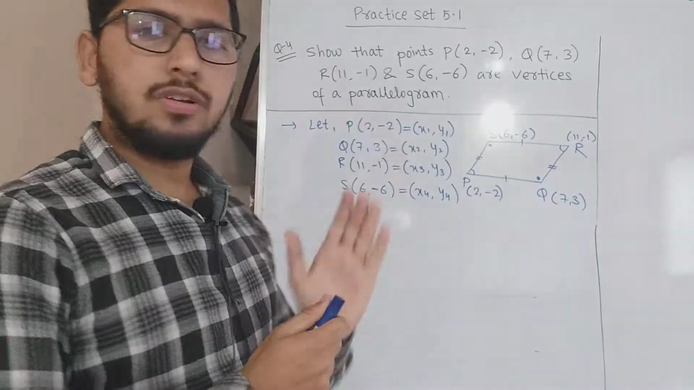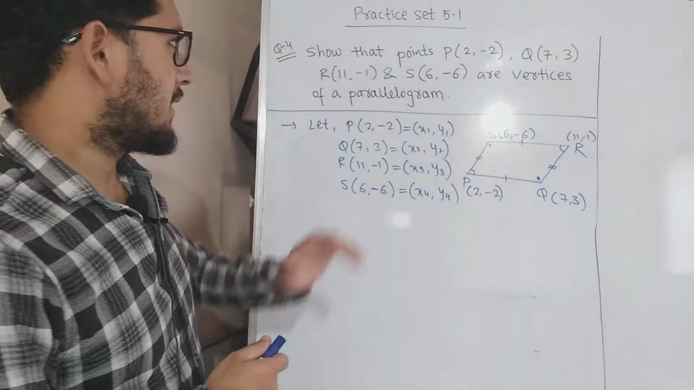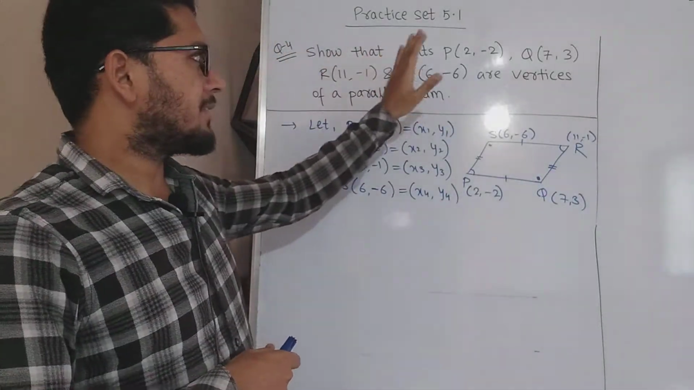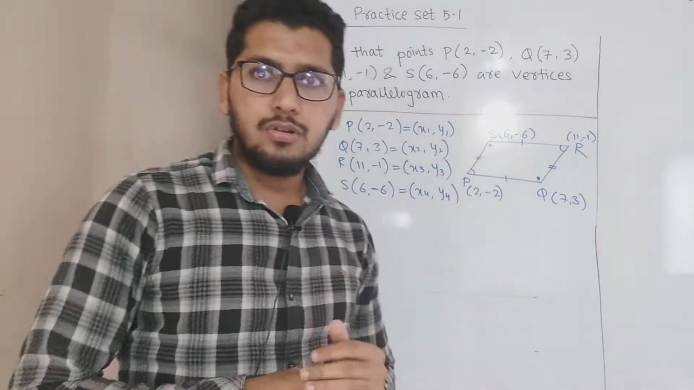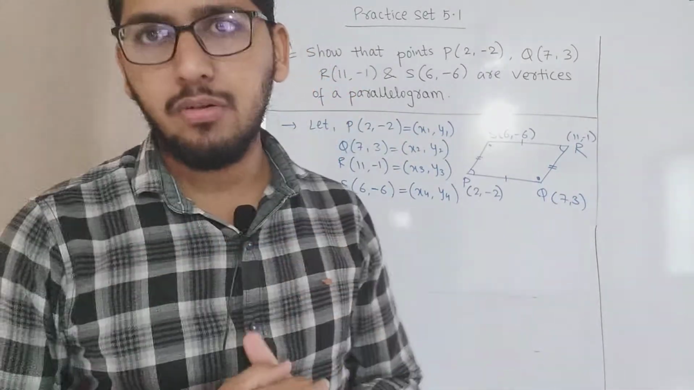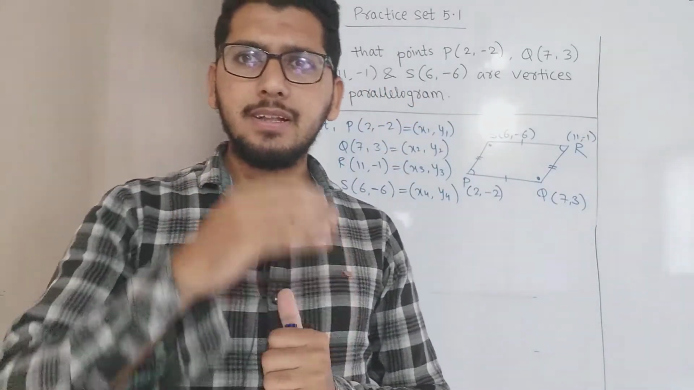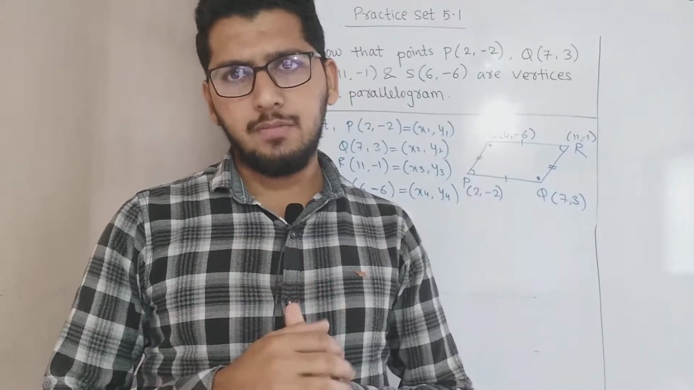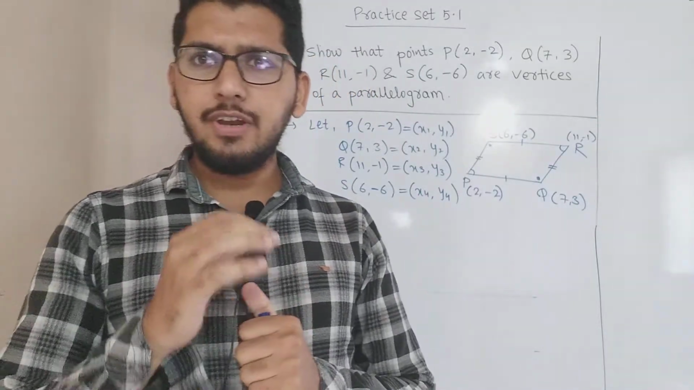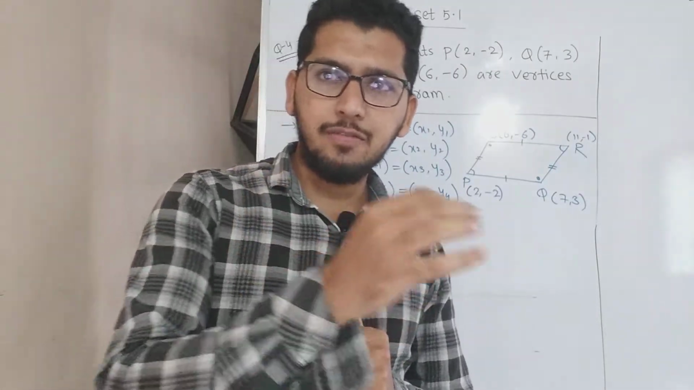This is the fourth question from practice set 5.1. The question is: show that the points P, Q, R, S are the vertices of a parallelogram. First we need to understand what is meant by parallelogram. हमें इधर 4 पॉइंट्स गिवन हैं, वो चारों पॉइंट बताना है कि these points are the vertices of a parallelogram. So how will we check? First we need to know the properties of a parallelogram.